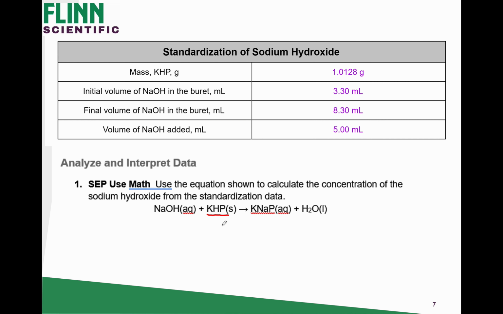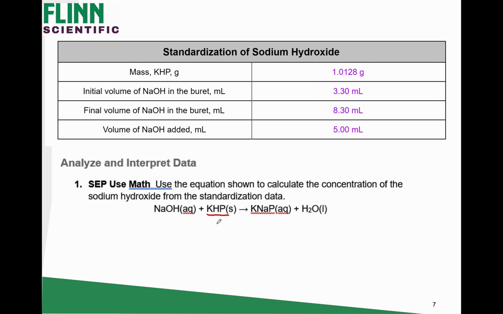The actual formula is written all the way up at the top of the lab sheet. So you need to scroll back up to the top and look at that actual formula for KHP and use that, which has potassium, hydrogen, carbon, and oxygen in it, in order to determine the molar mass of KHP. Now, why am I even talking about the molar mass of KHP when the question is asking to calculate the concentration of sodium hydroxide?